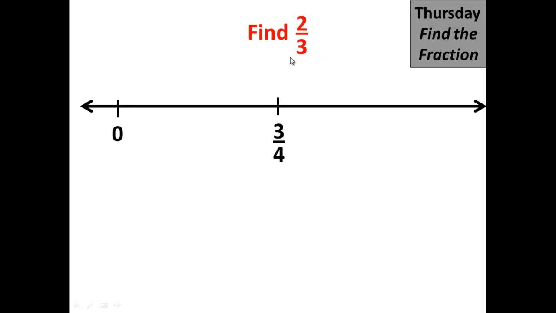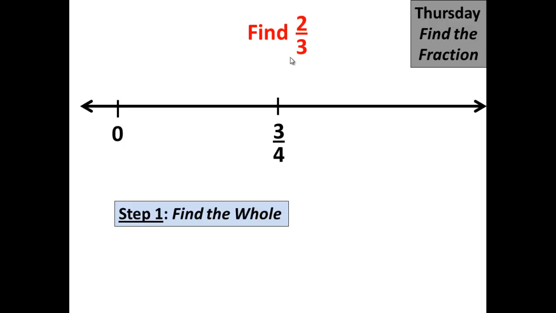A lot trickier to do. But the same step that you took yesterday is the first step you're going to take today. It's called finding the whole. So you have 0, you have 3/4. Ignore the 2/3 and just figure out where 1 whole is on this number line.